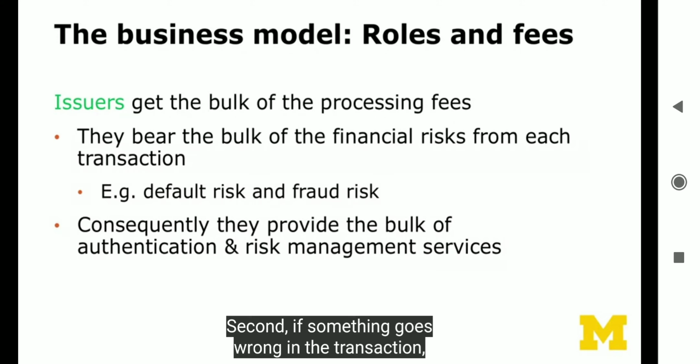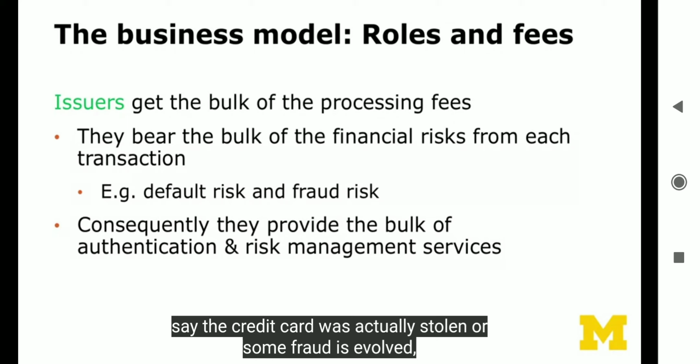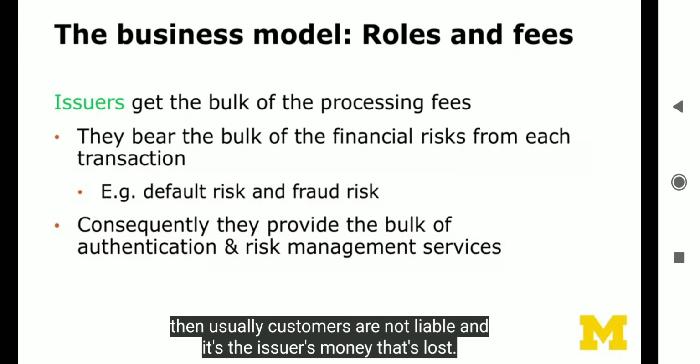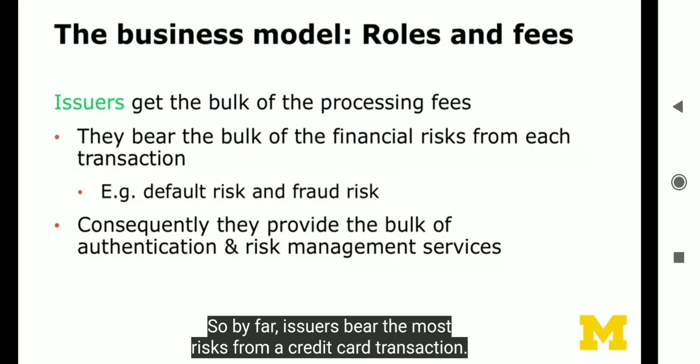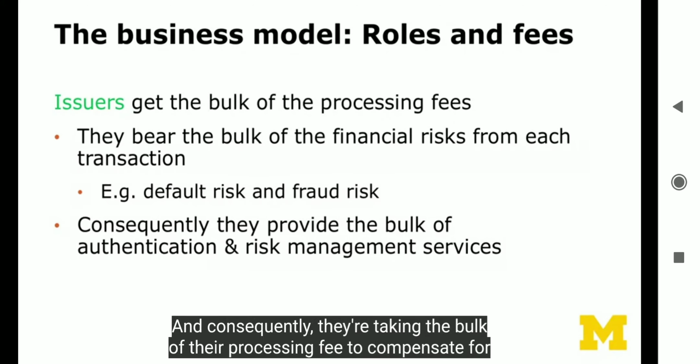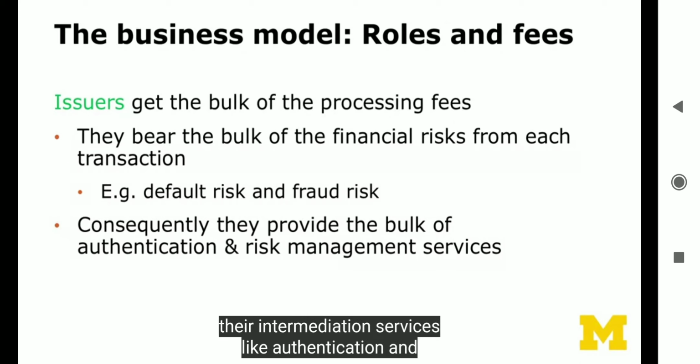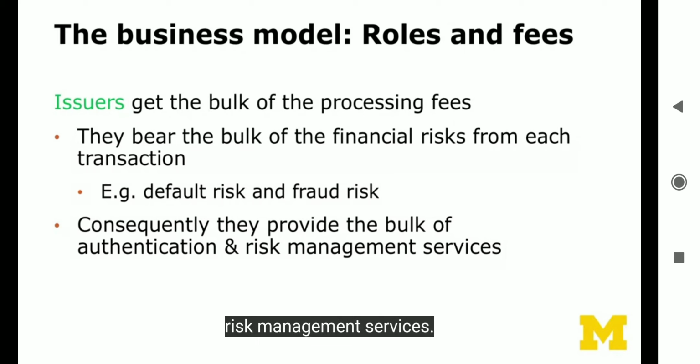Second, if something goes wrong in the transaction, say the credit card was actually stolen or some fraud is involved, then usually customers are not liable, and it's the issuer's money that's lost. So by far, issuers bear the most risks from a credit card transaction. And consequently, they're taking the bulk of their processing fee to compensate for their intermediation services like authentication and risk management services.